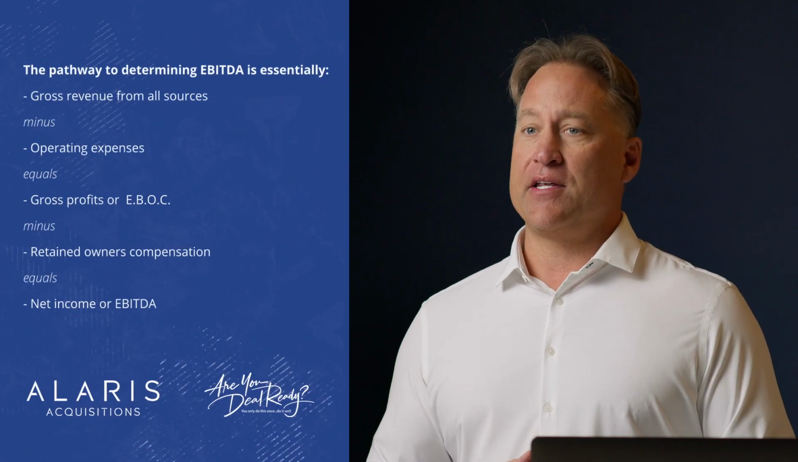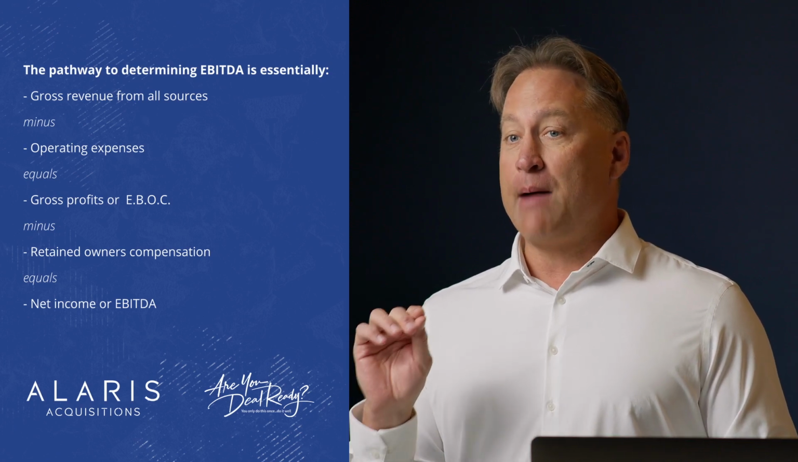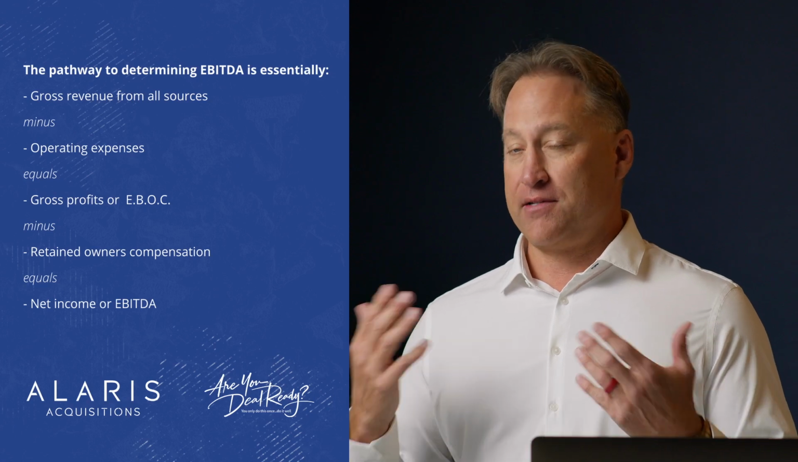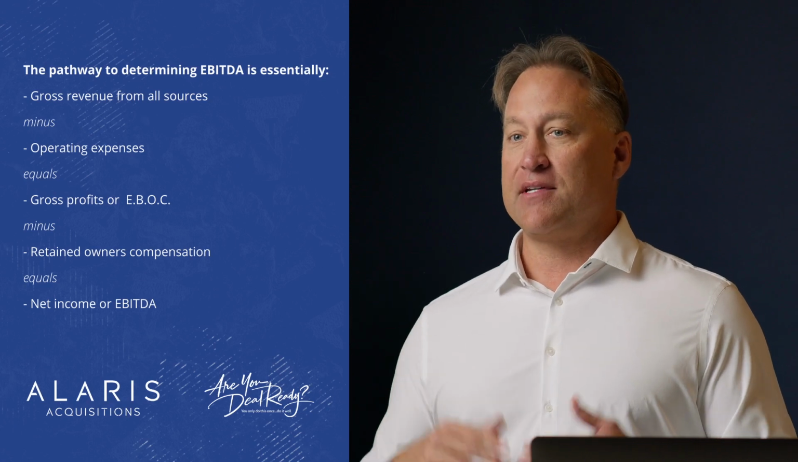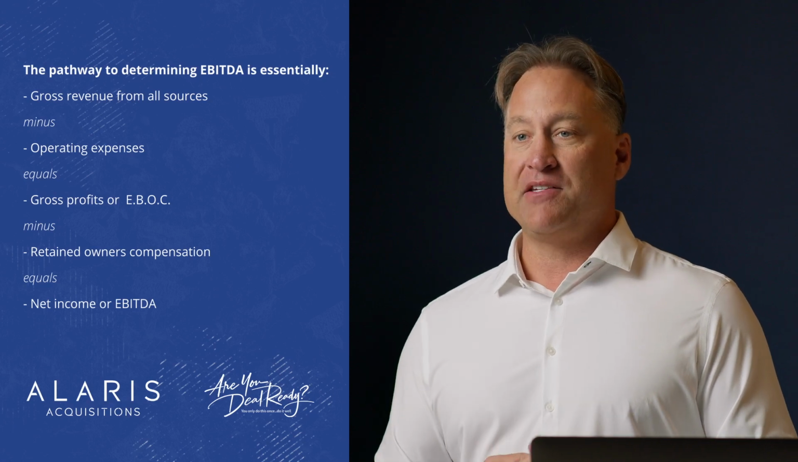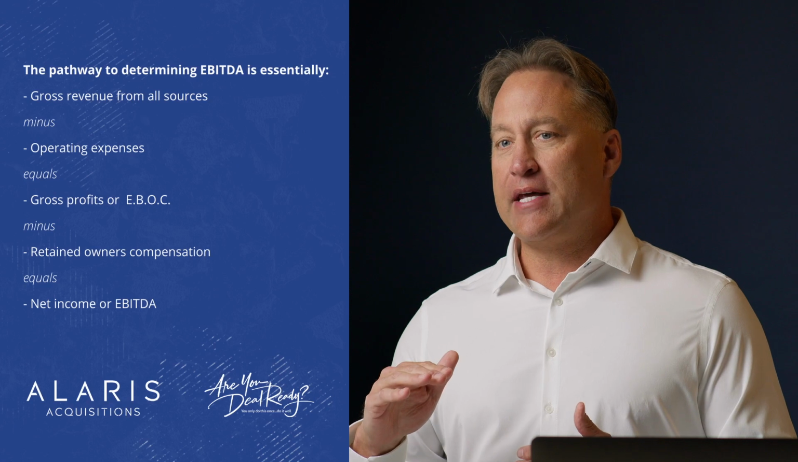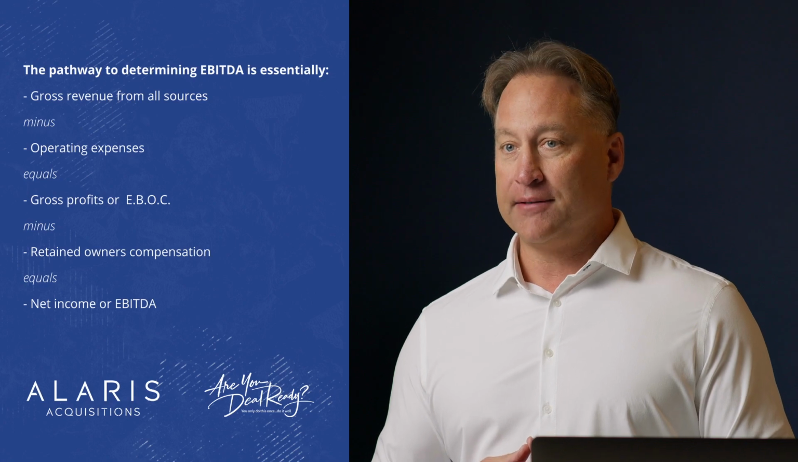The majority of valuations done by sophisticated buyers will be an EBITDA-based valuation. So let's revisit the pathway to determining EBITDA or net income. The first step that we just covered is determining what your gross revenue is from all sources. We're going to subtract operating expenses. Operating expenses are all costs associated with the business with the exception of owner's compensation. So revenue minus operating expenses equals gross profits. We also call this earnings before owner's compensation, or EBOC is the acronym. Then we're going to reduce EBOC by retained owner's compensation, and that's going to produce net income or EBITDA.